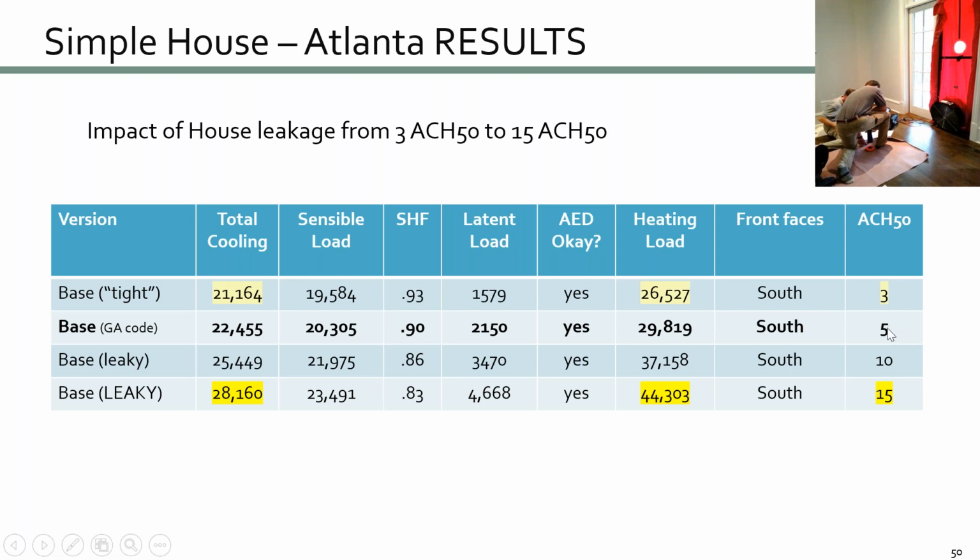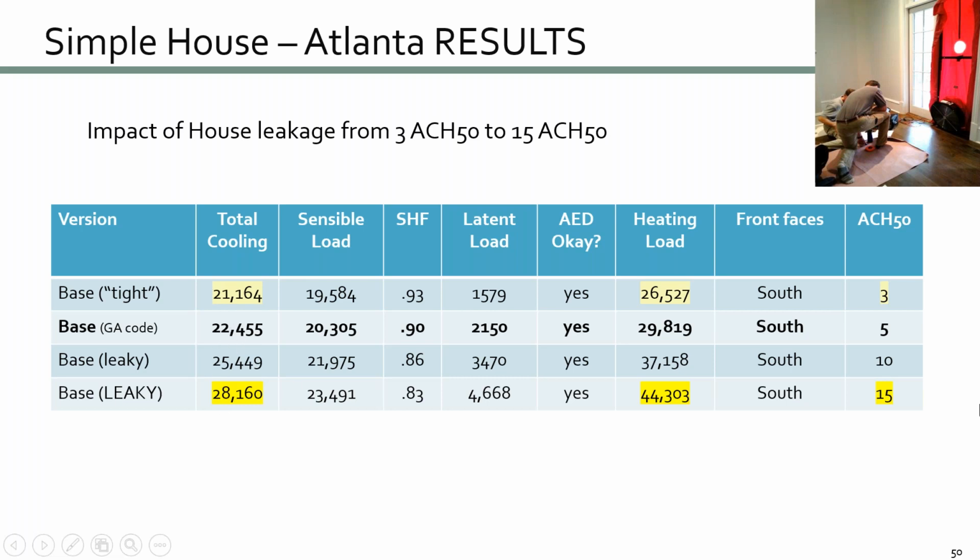But you can also see if we are twice as leaky, at 10 ACH 50, there's a much bigger swing. And if we're at 15 ACH 50, look at the jump here. We went from about 30,000 to 44,000. So a big impact on heating and about 6,000 BTUs an hour on cooling. So that's about a half a ton on cooling.